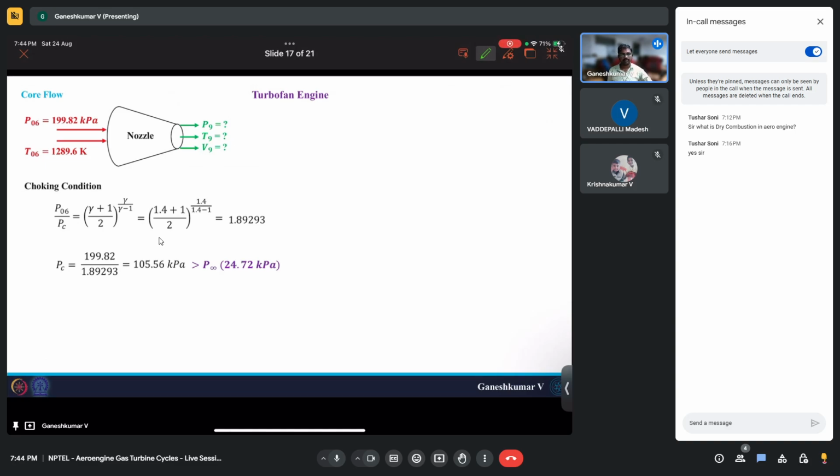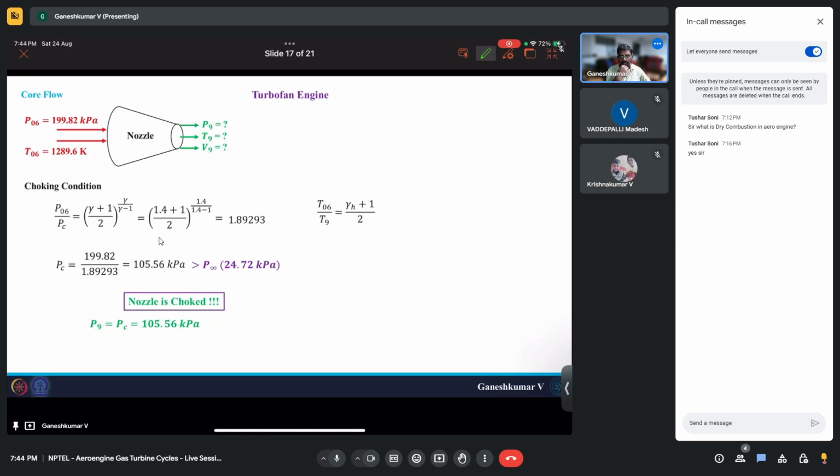Whichever is higher will be the exit pressure of the nozzle. If the ambient pressure is higher, the ambient pressure would be the exit pressure of the nozzle. If the critical pressure is higher, that would be the exit pressure of the nozzle. So you can quickly remember it like this. But I hope you understand the physical reason why we take P9 to be PC when it is higher, or why we take P9 to be equal to P infinity when atmospheric pressure is higher. If you are in doubt of that, you can let me know. I can explain further.